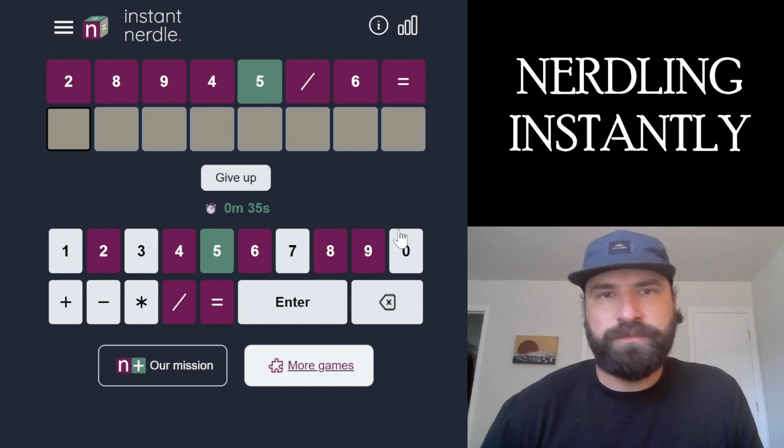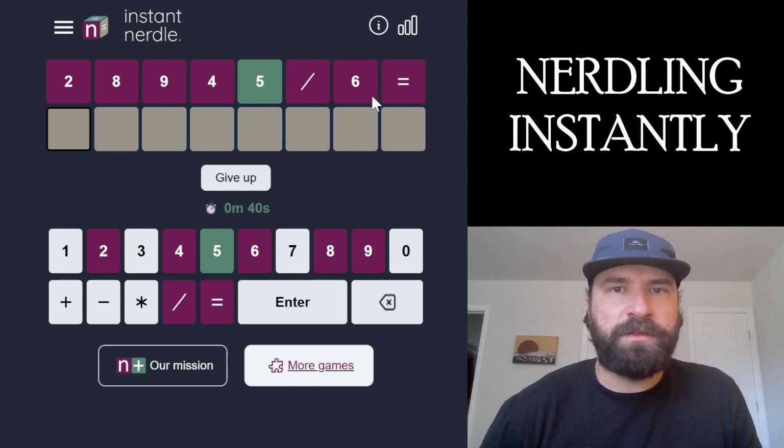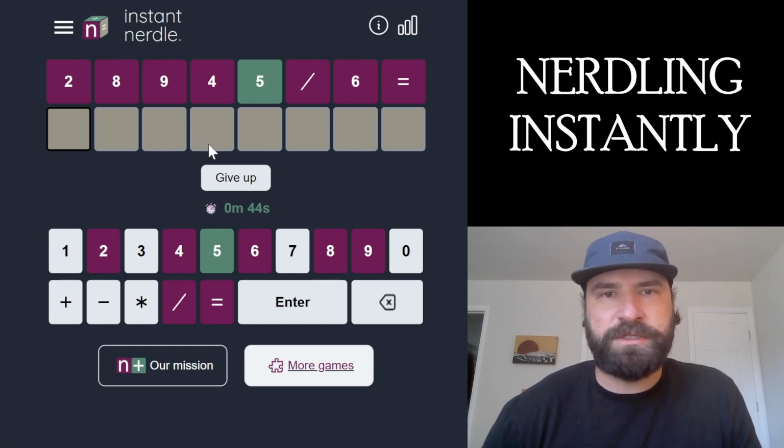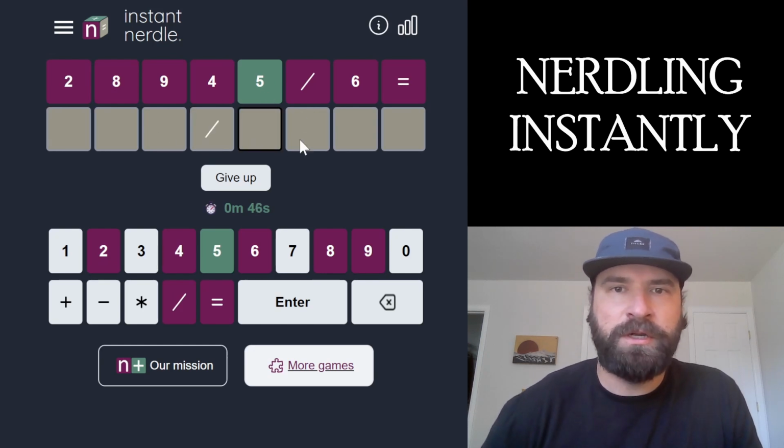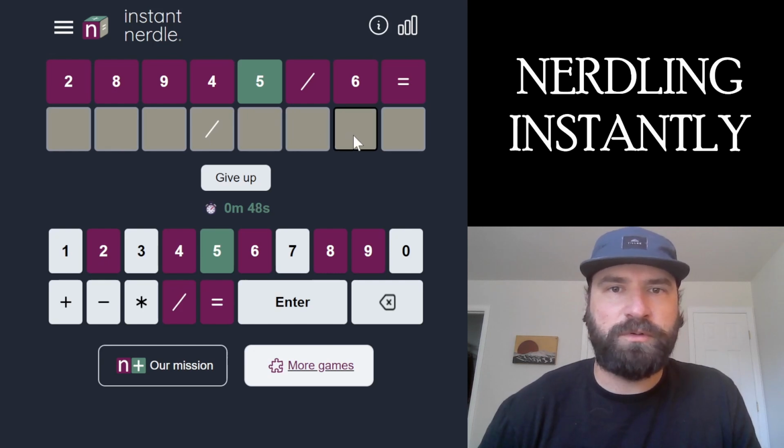Let's crush an instant nerdle. Instant nerdle is just a scrambled up math equation that we have to unscramble. So anything that's purple is in the wrong place and this 5 is in the right place. So we've only got division today, so division is going to have to go here. And the equal sign could go in one of two places.